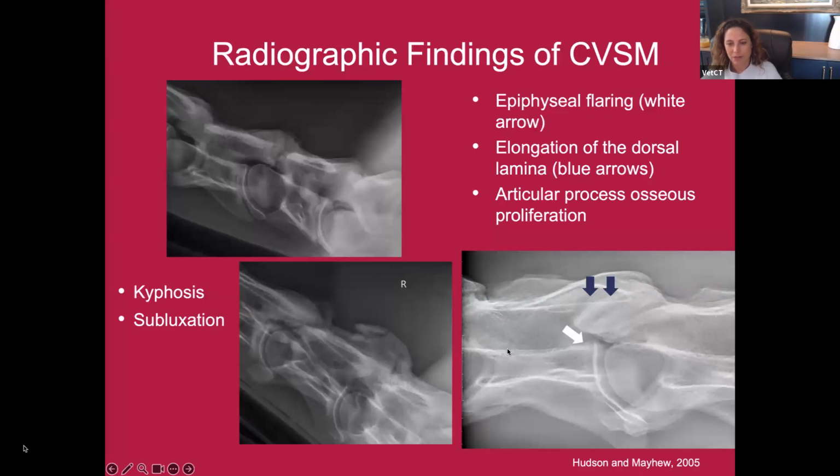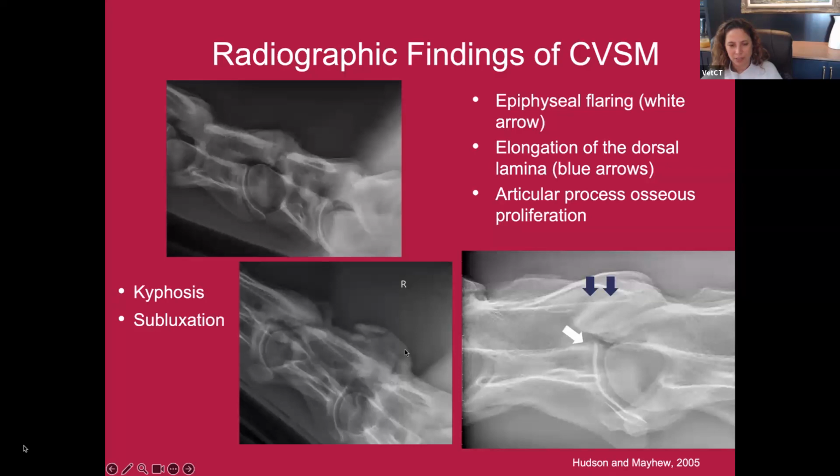So epiphyseal flaring: the caudal aspect right over the epiphysis has a bit of a ski slope or flared appearance. We can see elongation of the dorsal lamina. Here the lamina extends beyond the length of the vertebral body and over the one caudal to it. It should stop where the vertebral body stops. And so that's elongation of the dorsal lamina.